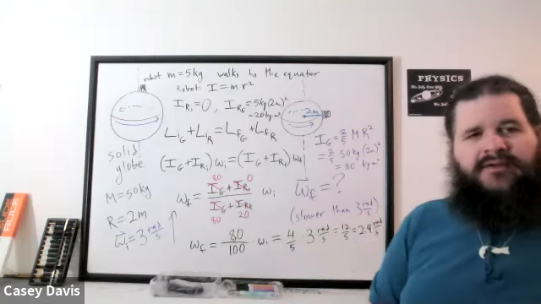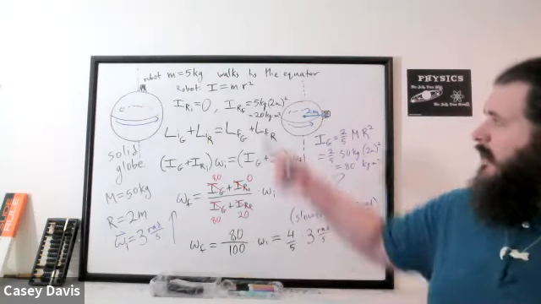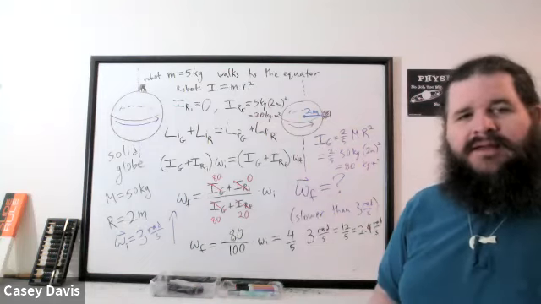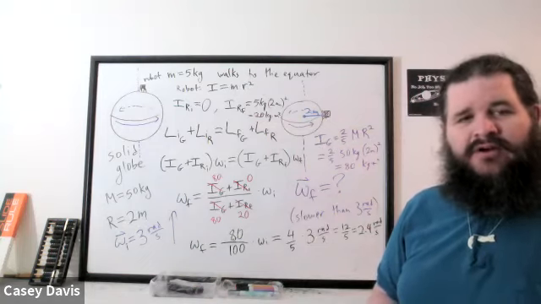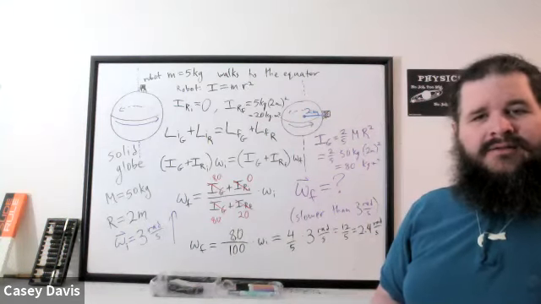So yeah, this slows down from 3 radians per second to 2.4 radians per second as the robot crawls from the North Pole to the equator. Because the increase in moment of inertia correlates to a decrease in angular speed. Any other questions on that?